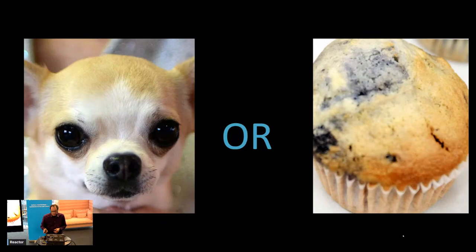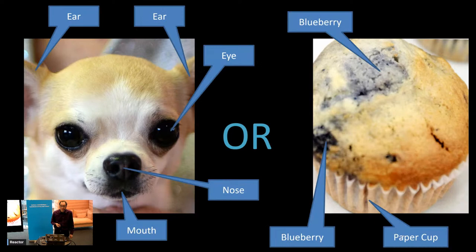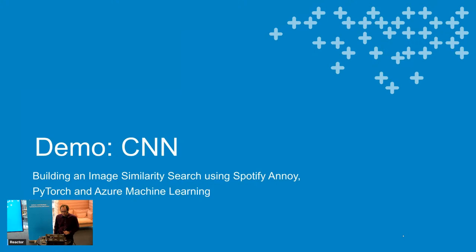Another example from Tess was this one about how we distinguish between a chihuahua and a cupcake. This relates to the features. If the image has ears and eyes and noses and mouths, then it's going to be a dog, a chihuahua. If it has blueberries and paper cups, then it is going to be a cupcake. In the world of this neural network, there are only two objects: a chihuahua and a cupcake. Nothing else exists. So when it's doing classification, it has to be one or the other.